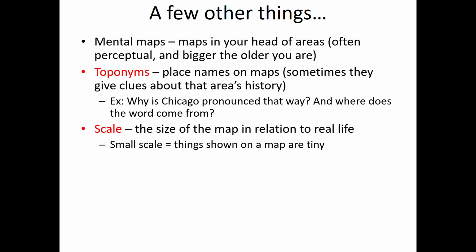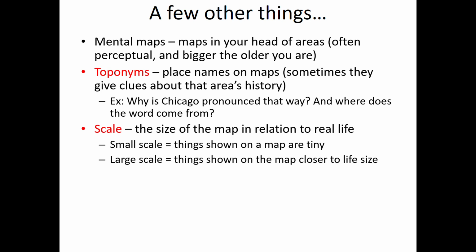A small scale map is a map where the things on the map are tiny. So if you think of a globe, it is a small scale map because the United States might only be 2 inches long, so everything would be shrunk down to such a tiny, tiny size. That would be just about as small of a scale as you could get. And the smaller the globe, the smaller the scale, because you've got to make things smaller and smaller to fit on that globe.